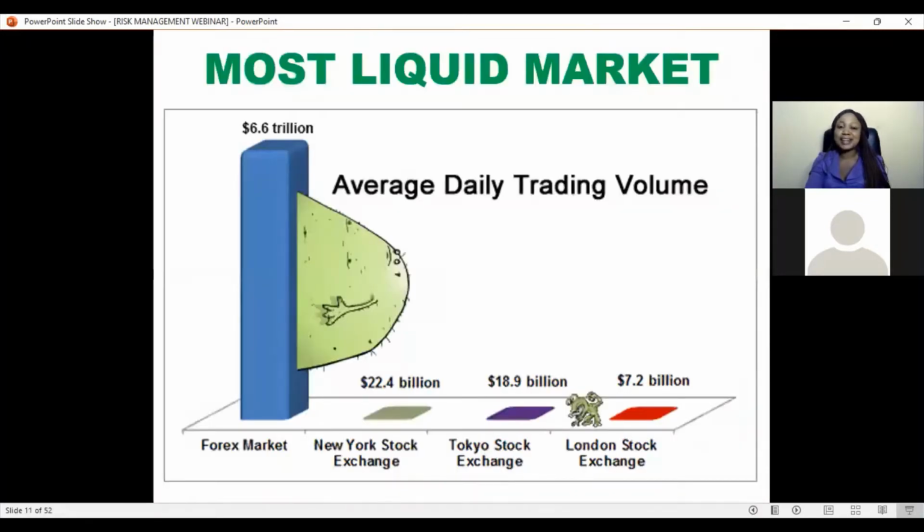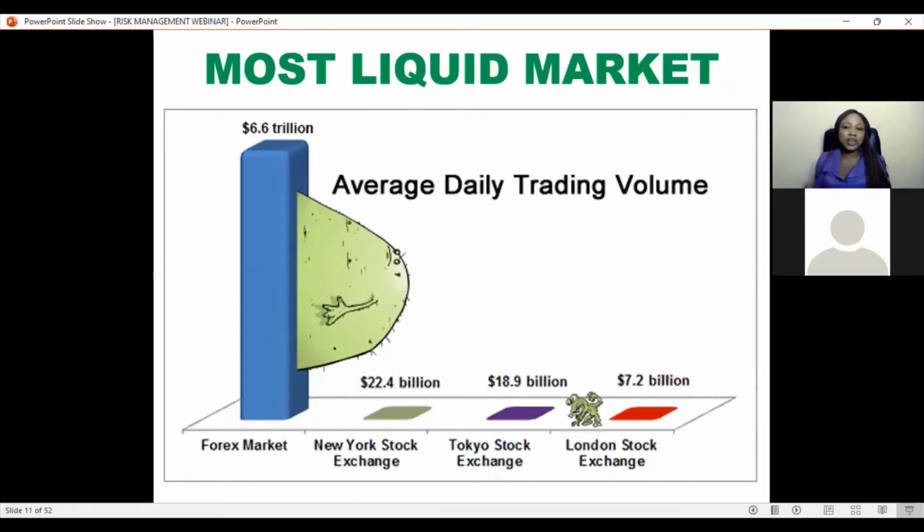It is the largest financial market in the whole world. It's the most liquid market. It's larger than the New York Stock Exchange, Tokyo Stock Exchange, London Stock Exchange, all of them combined together. The market does over $6 trillion per day. So that shows that it is huge. This is a market where money is actually traded. And that's why we pride ourselves as money sellers.